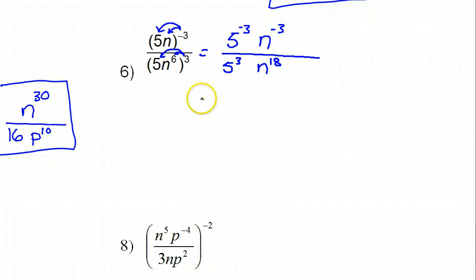Okay, so that is going to give me, well, anything with a negative exponent has to be moved. So this is on the wrong side, and this is on the wrong side.